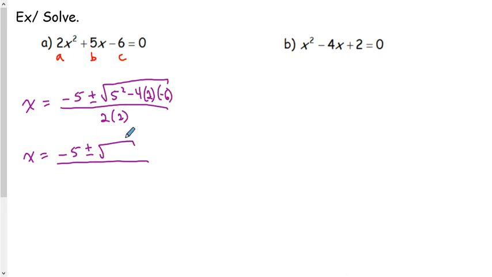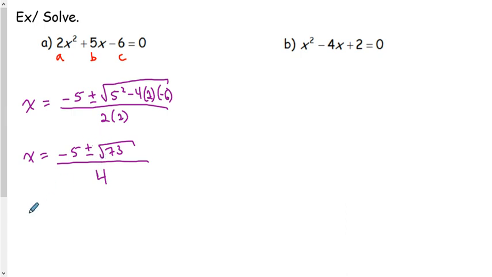So what do we end up with in the brackets? Well, plug that into your calculator or just do it in your head. You should end up with 73 inside the bracket, okay? Careful with your order of operations, right? You've got to really watch that. The biggest mistake I've seen students make is they have problems with their order of operations. So we have 5 squared is 25, 4 times 2 times 6 is 48, but you're subtracting a negative number. So you're subtracting negative 48, which means you're adding, okay? So I hope that's clear as mud, right? So we have square root of 73 there, and then 2 times 2 on the bottom is 4. Okay, so we have two different possibilities here.